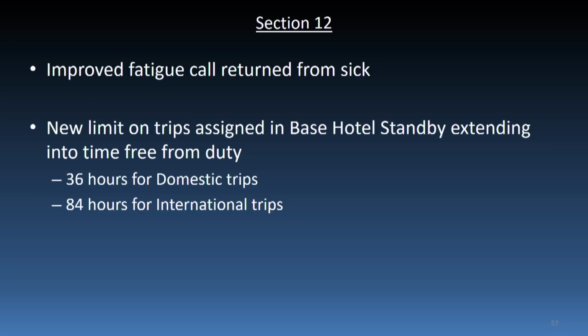Base hotel standby again. This is actually where all the base hotel standby language is. We talked about it in 4 and 25, but this is where the language lives. And one of the things that a lot of people didn't understand about base hotel standby is that when you're assigned a trip on base hotel standby, there is no limit to how long it can be in the current language. And it doesn't matter if you were on reserve and they gave you a base hotel standby, or if you got it in your bid. If you're on the last day of a 4-day base hotel standby, they can assign you a 12-day trip. And the only overage you would get on that is after the 12-day trip. If it goes over the 12 days, you get paid overage on that.